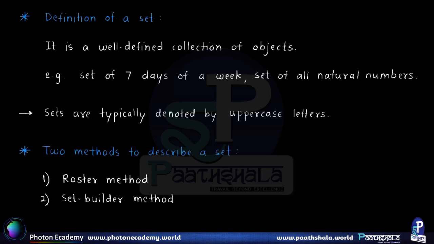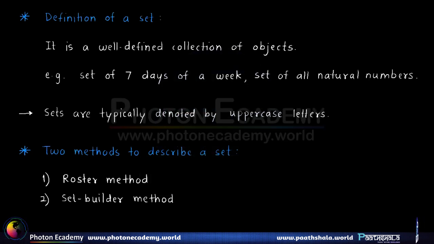Now let's begin the set theory with defining a set. As we know, a set is a well-defined collection of objects. So for example, the set of 7 days of a week, or the set of all natural numbers, and so on. Now here there is no ambiguity as to what are the 7 days of a week or what are natural numbers. So therefore it is clearly defined.